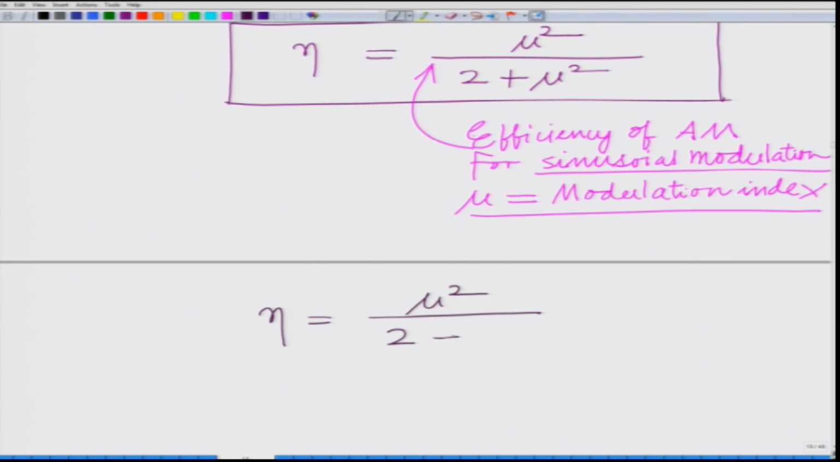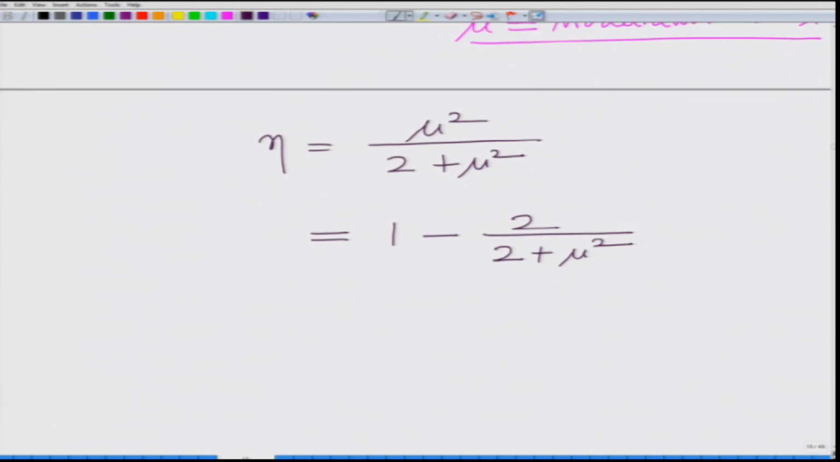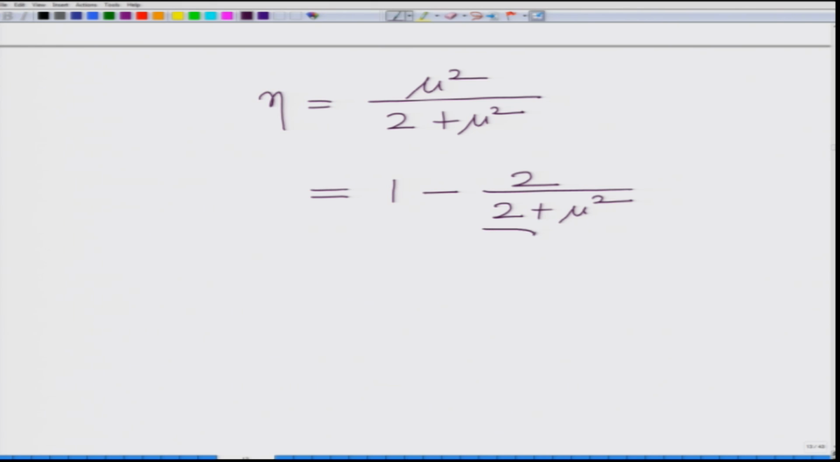mu square divided by 2 plus mu square. I can write this as 1 minus 2 over 2 plus mu square. Look at this, 2 over 2 plus mu square is decreasing with mu, and therefore, 1 minus 2 over 2 plus mu square, this whole thing, is increasing.